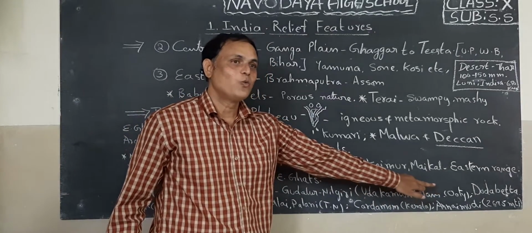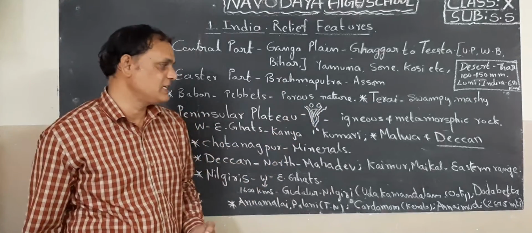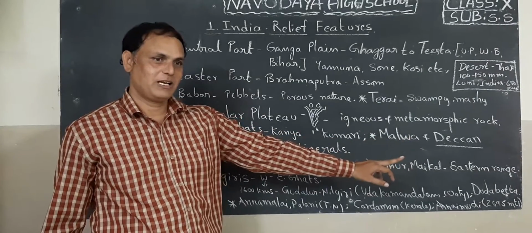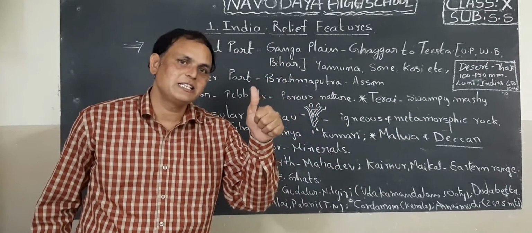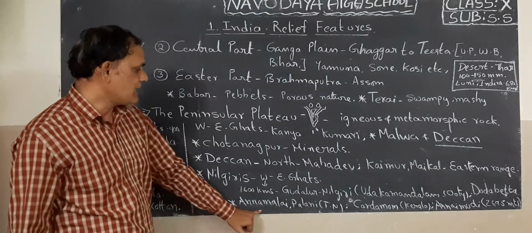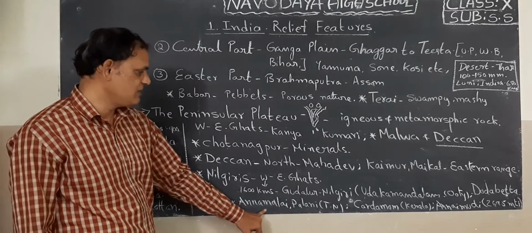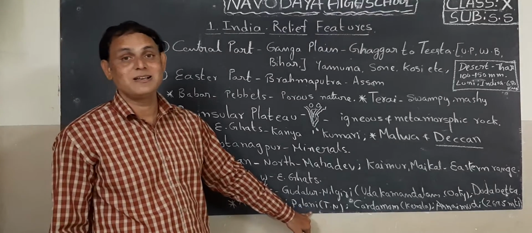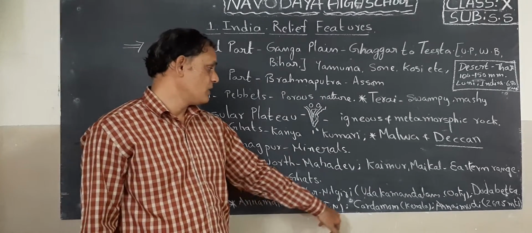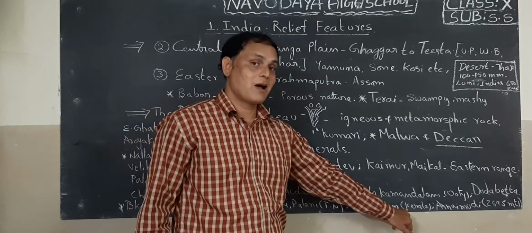One highest peak also is there in these Nilgiri mountains, that is called Dodabetta. What is that? Dodabetta. So Dodabetta is the highest peak in the Nilgiri mountains. Okay. Next one, Annamalai Hills. Some hills also are there in this area. Annamalai Hills, Palani Hills. Palani Hills are in Tamil Nadu, children. Cardamom Hills, children. Cardamom Hills are in Kerala.